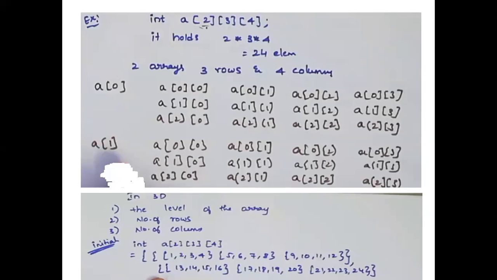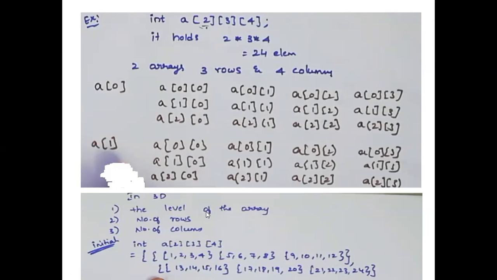In the same way, how can I store or initialize the three-dimensional array? This was written roughly to understand how the indices will be changing. First index will be changed, second index will be changed, and third index will be changed.